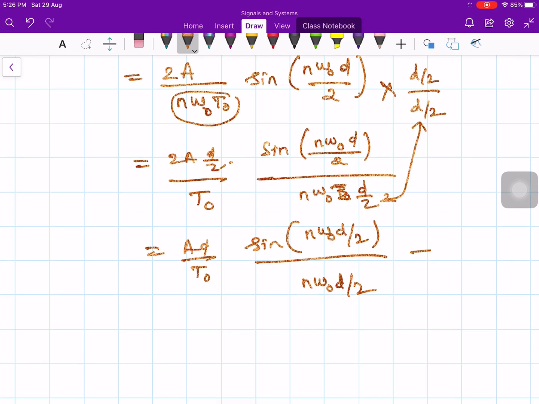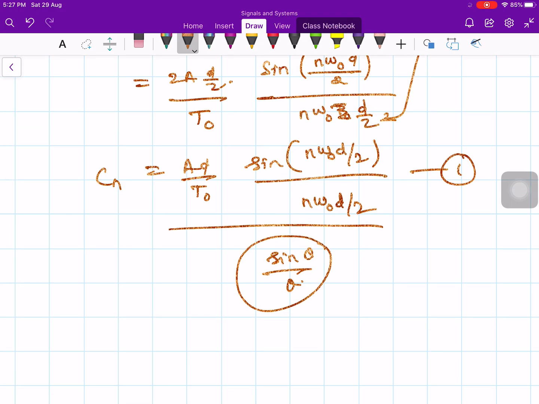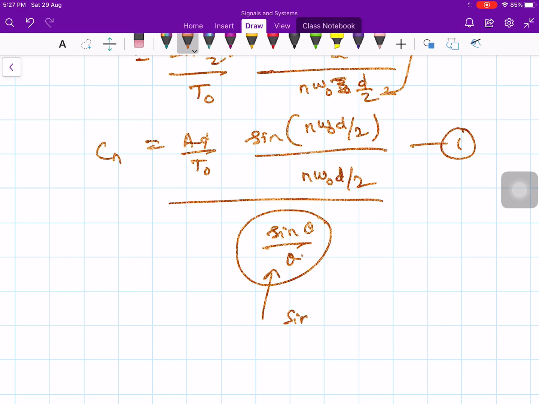Let me call this equation number 1, and I put this Cn in this form because this function we have is of the form sine theta by theta, which is a well-known result in mathematical literature, which comes up quite frequently in waveforms of this sort. So plot the spectrum corresponding to the sine theta by theta. Let's fill ourselves up on some background information about the variation of sine theta by theta versus theta. Let us see how it goes.